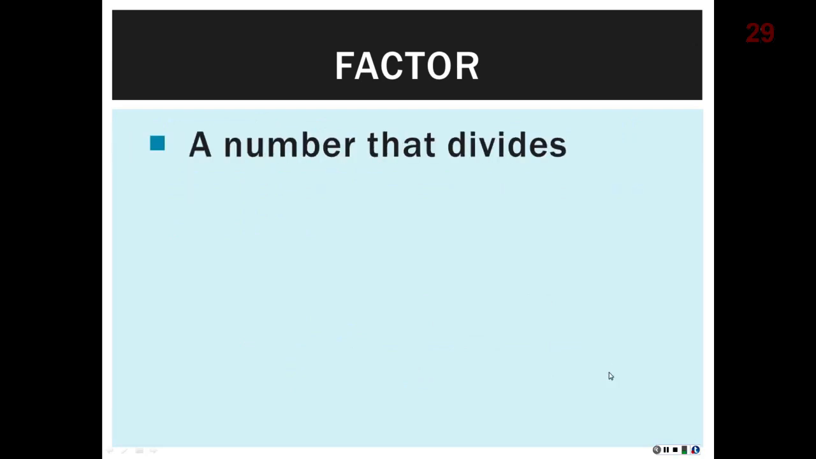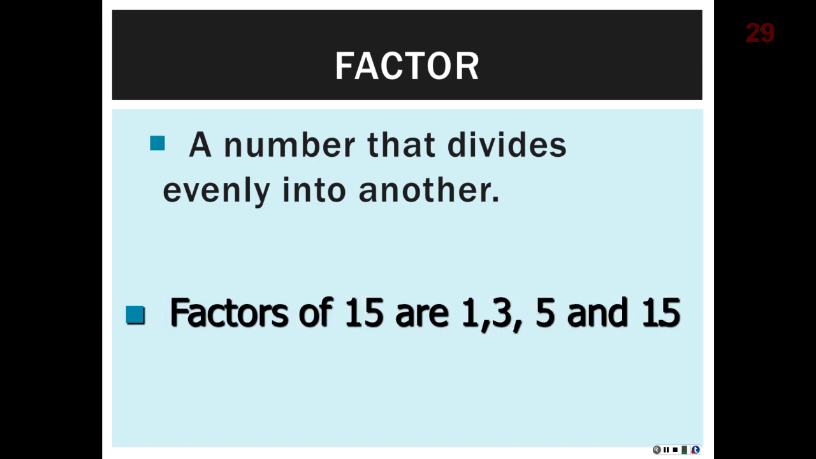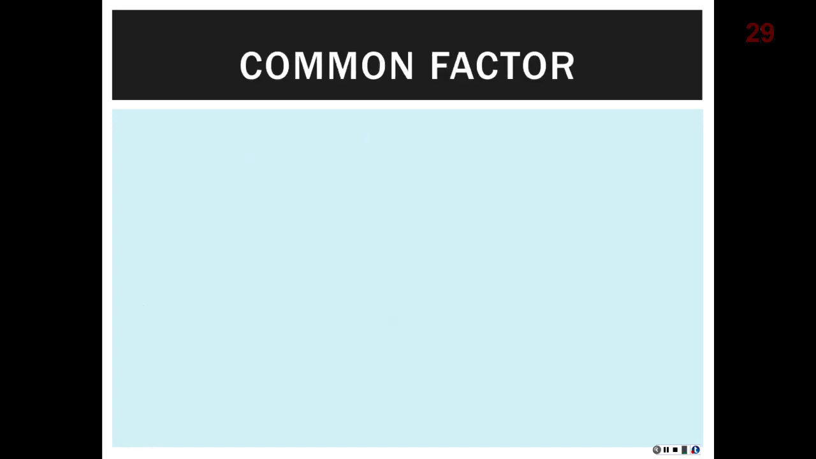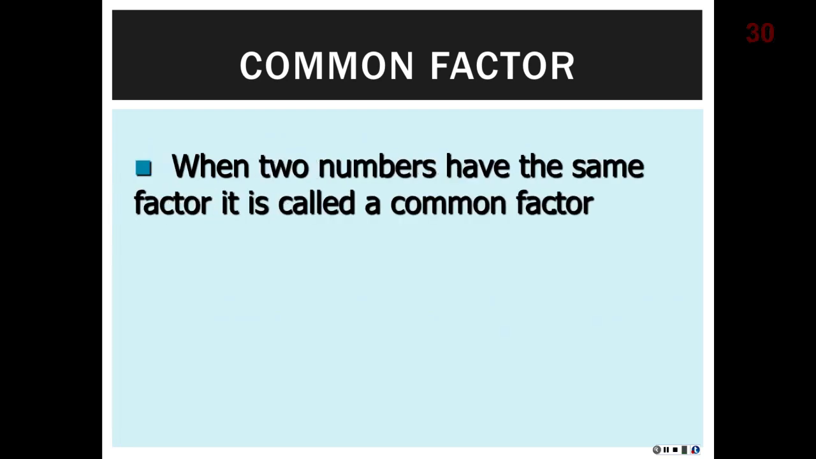Remember, a factor is a number that divides evenly into another number. The factors of 15 are 1 times 15, 3 times 5. These 4 numbers go into 15 evenly where there's nothing left over. And this is kind of piggybacking on what we did yesterday with prime numbers and factors. A common factor is when 2 numbers have the same factor. It's called a common factor.